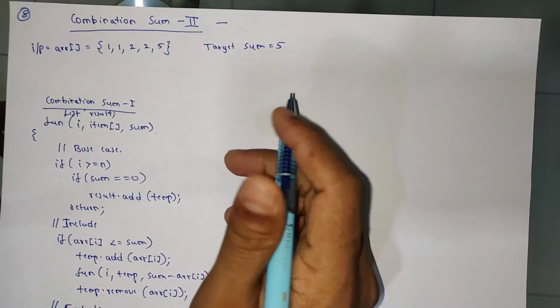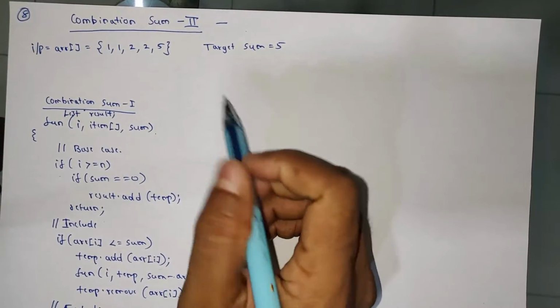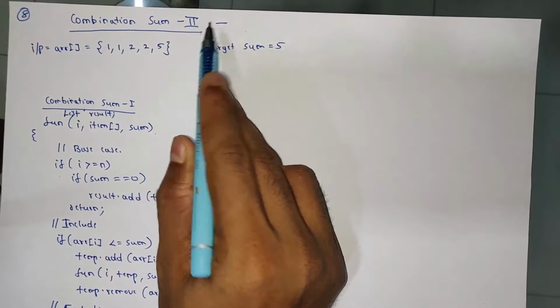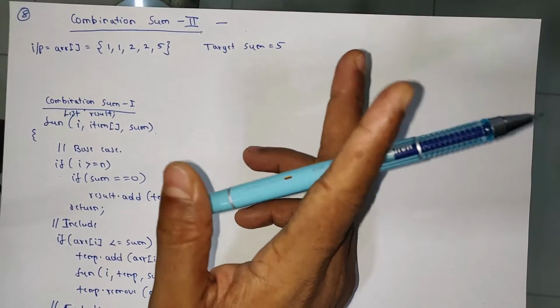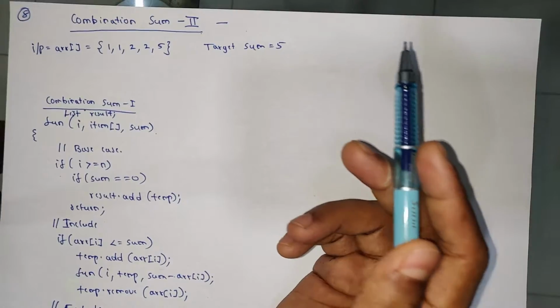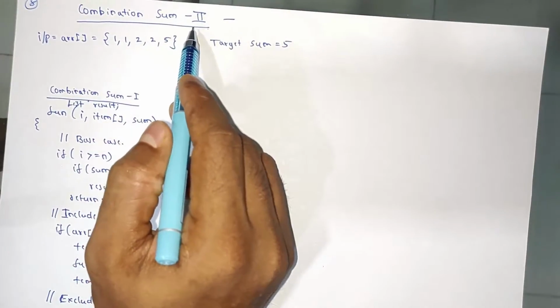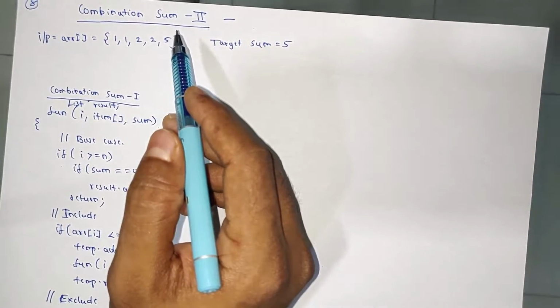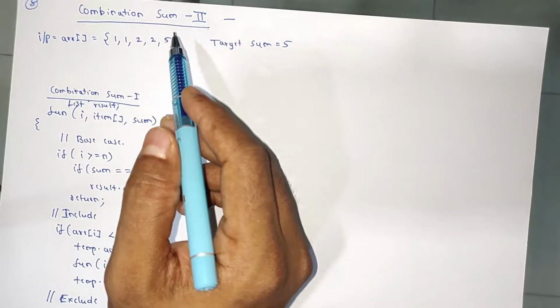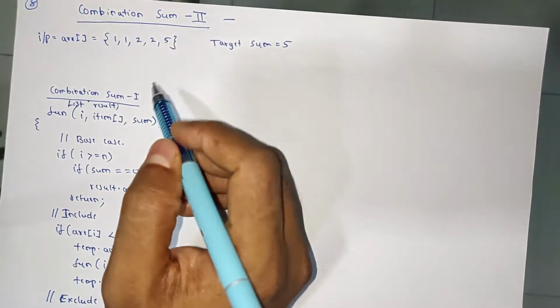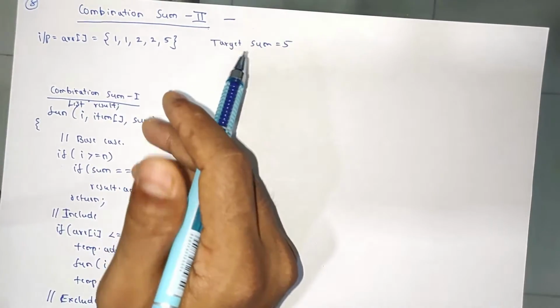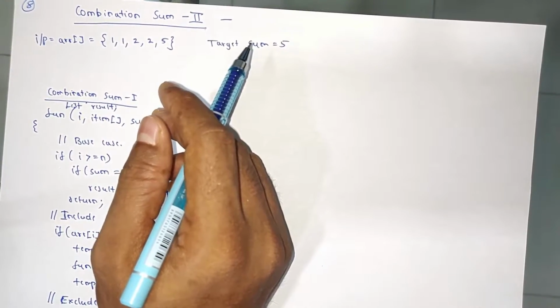In this video, we are looking at a problem statement which says combination sum 2. Now this problem statement is an extension of the earlier problem that we have solved, which was called combination sum 1, right? So in case you have not watched that video, I would highly recommend that you go and watch that video and then come back to this video, because this is basically the extension of that problem statement.